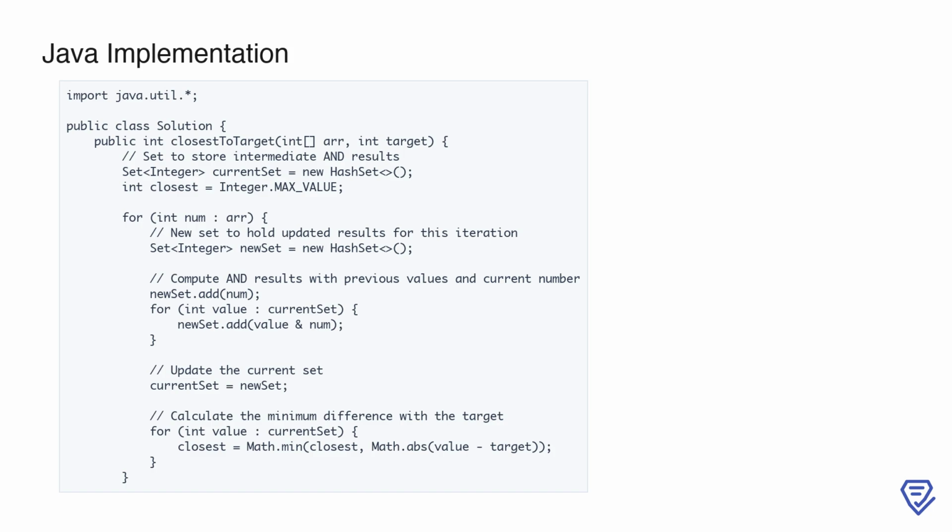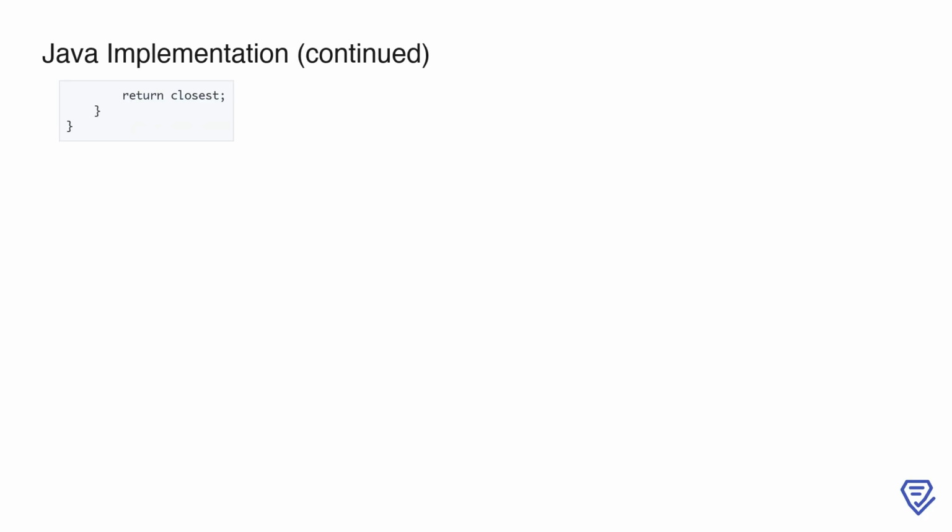Finally, for each value in the updated current set, we calculate the absolute difference between the value and the target, updating the closest variable whenever a smaller difference is found. At the end of the method, we simply return the closest value, which represents the minimum difference between any bitwise AND result and the target.